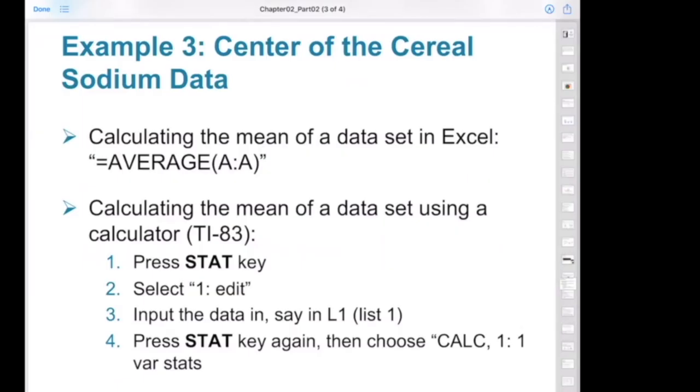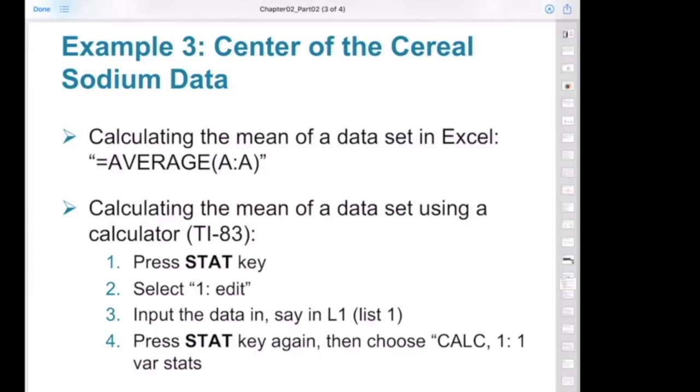As you can see here in Excel, to find the mean, you will use the average function. So you will start with the equal sign, then the average function, and then you will select the data you would like to find the average for, okay?